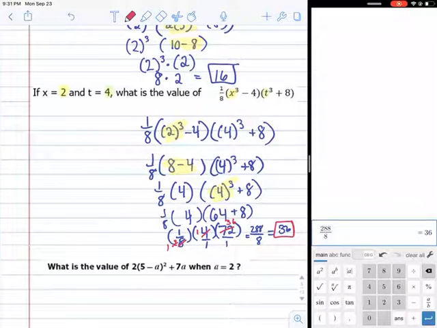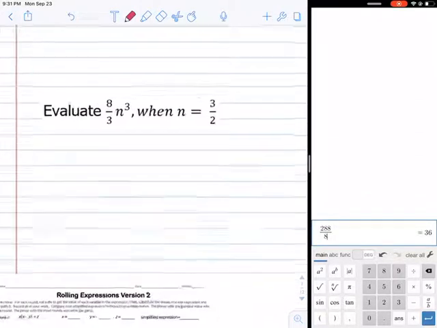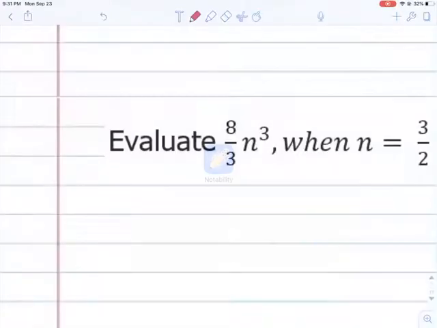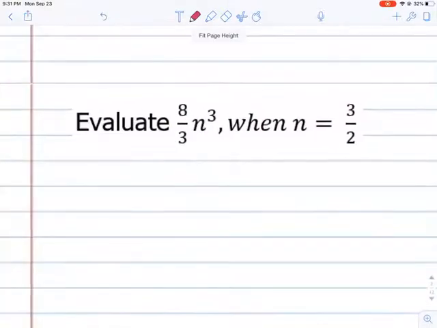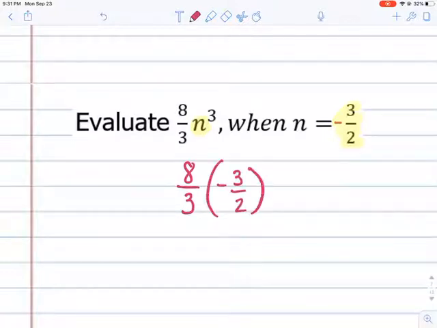Okay, I'm actually going to skip those two and go down to this last one here. Again, don't be nervous about the fractions. I'm actually going to make this fraction negative. So we're going to evaluate 8/3 times n to the third power. We're still going to do the first part we normally do, which is substitute. It's actually kind of a short expression, but the fractions make it look pretty scary sometimes. So if we substitute that in, we're going to get 8/3 times negative 3 halves to the third.